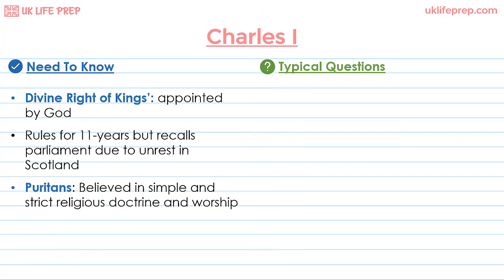Even after the Scottish army invaded, Parliament still refused to give him the funds, as many of them were Puritans, which were a group of Protestants who advocated strict and simple religious doctrine and worship, and strongly disagreed with Charles's religious views. Things I'd remember from this section would be what the idea of the divine right of kings is, and who the Puritans were and what they believed in.